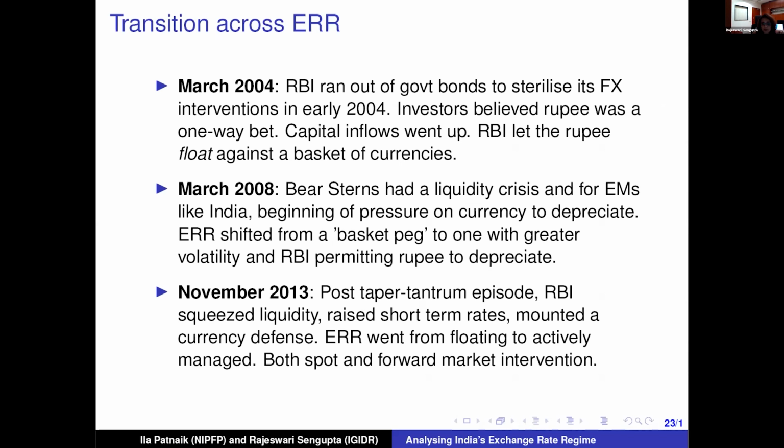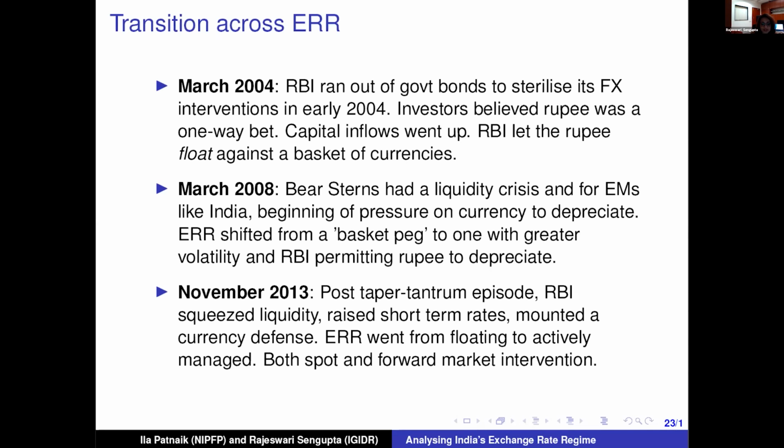Then in 2008, of course, there was the liquidity crisis in Bear Stearns. This was a precursor to the problems that led to the collapse of Lehman Brothers in September. For most of the EMs, including India, this was the start of pressure on the currency to depreciate. And we find that the ERR shifted from being a basket peg to one with greater volatility, meaning that the RBI permitted the rupee to depreciate, possibly because it could not defend the rupee anymore, because defending the rupee would also mean losing a lot of foreign exchange reserves. And there is literature by Joshua Eisenman and others that shows that most EMs around this time were characterized by the fear of losing reserves rather than the fear of floating.